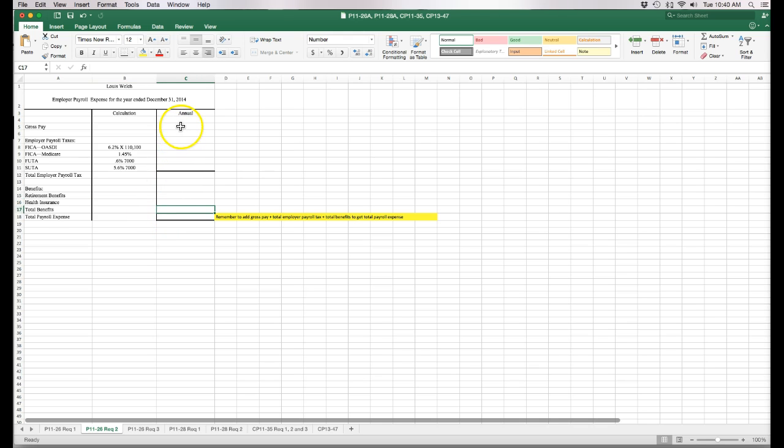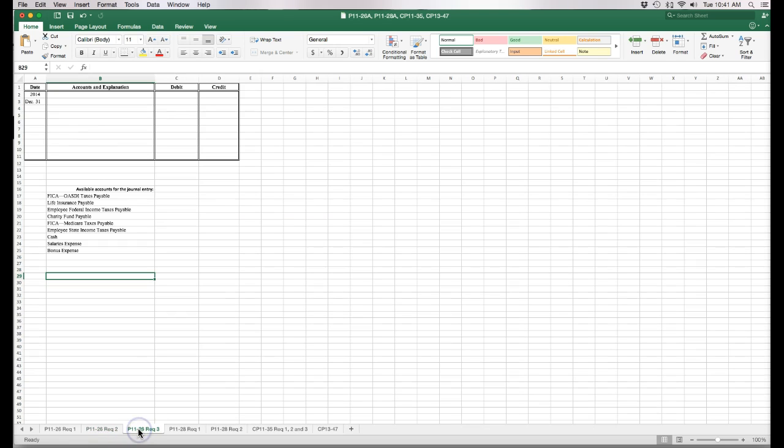So you're going to have your gross pay, your total employer payroll tax, and your total benefits, and you just add all that together to come up with your total payroll expense. That's what it's going to cost the employer for the total payroll. So it's going to include the gross salary, which they have to pay, then the payroll tax that the employer has to pay, and then any benefits that they're contributing to the employee. Okay, so this is for the employer payroll expense.